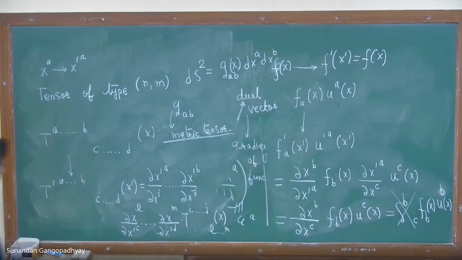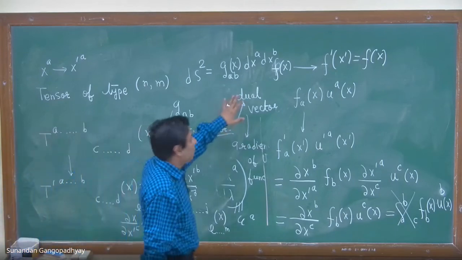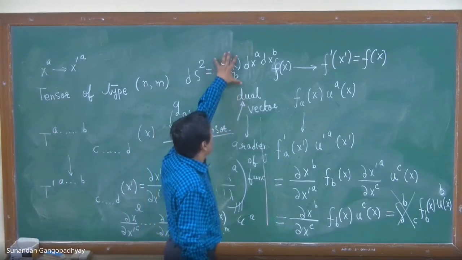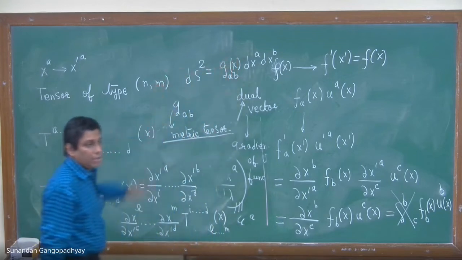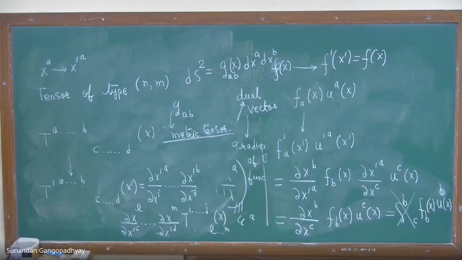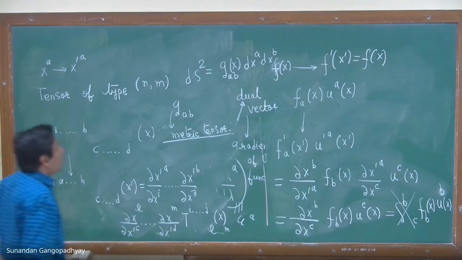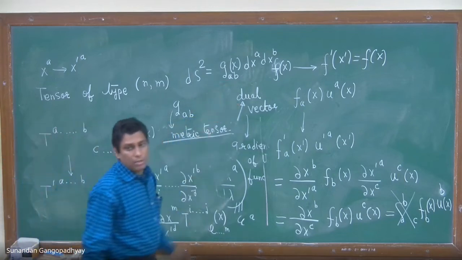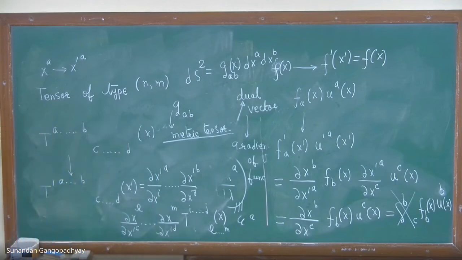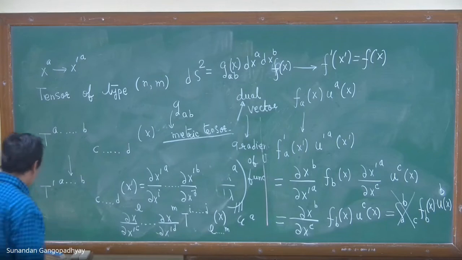And we have already learned from the examples that we have seen in the previous class that this quantity describes the gravitational field. The metric tensor describes the gravitational field, and it is also used to define the inner product between two vectors. The inner product between two vectors can be defined by using this metric tensor. And it is also used to raise and lower indices. That is also an important thing.